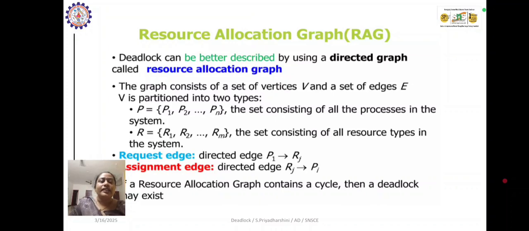A request edge is a directed edge used when a process is requesting a resource type. An assignment edge is again a directed edge: when a resource is allocated to the process, the request edge turns into an assignment edge. If a resource allocation graph contains a cycle, then a deadlock may exist. That is, if P1 is requesting R1, R1 is currently held by P2, and P2 is requesting R1, then there exists a cycle, which means there will be a deadlock.